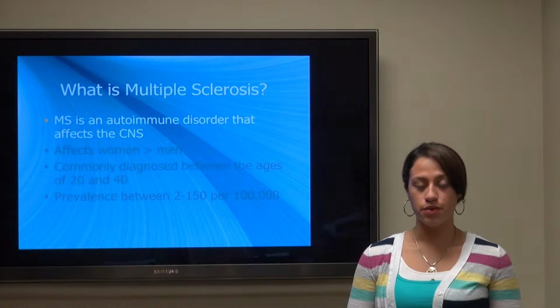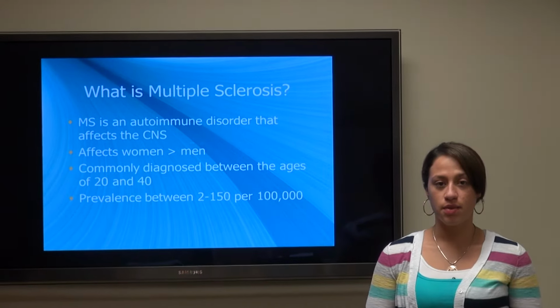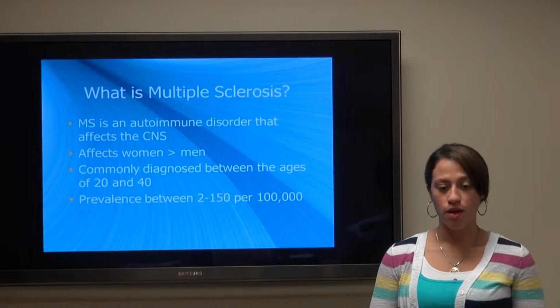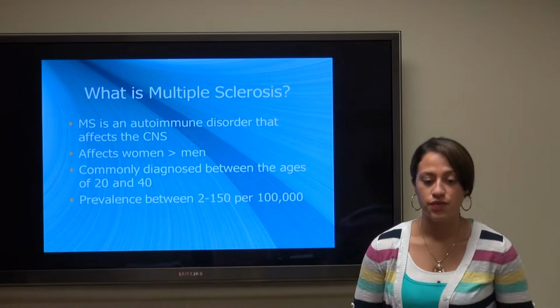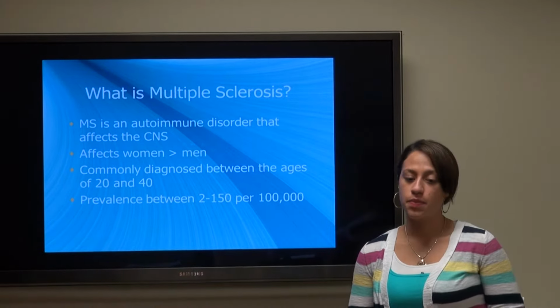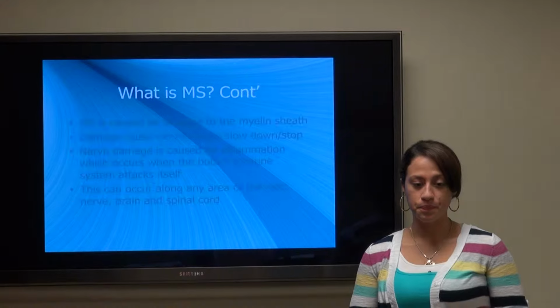What is multiple sclerosis? It's basically an autoimmune disorder that affects the central nervous system, namely the brain and spinal cord. It affects women greater than men, and it's commonly diagnosed between the ages of 20 and 40, with the prevalence being between 2 and 150 per 100,000.